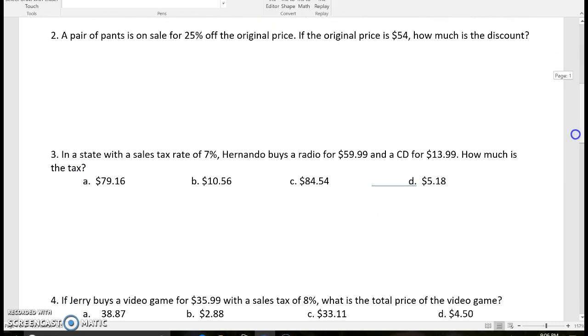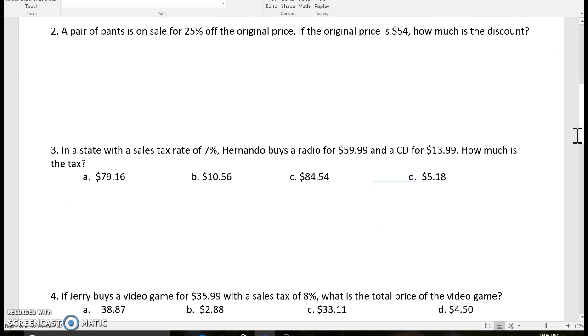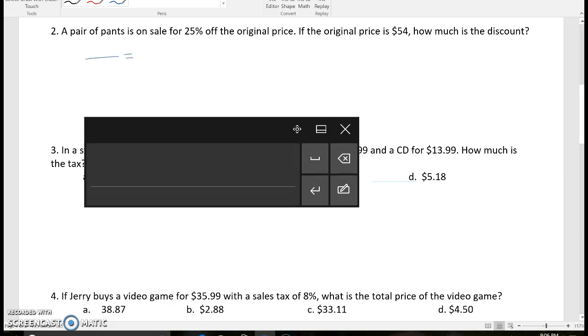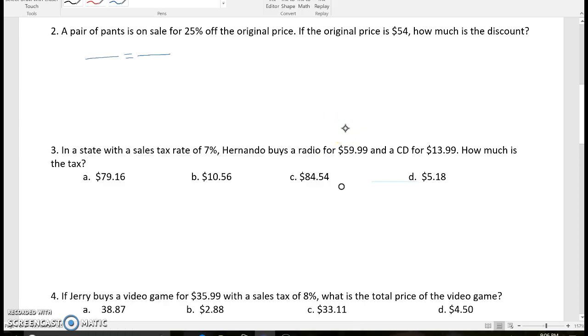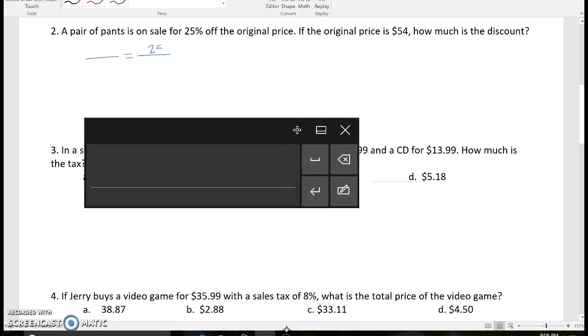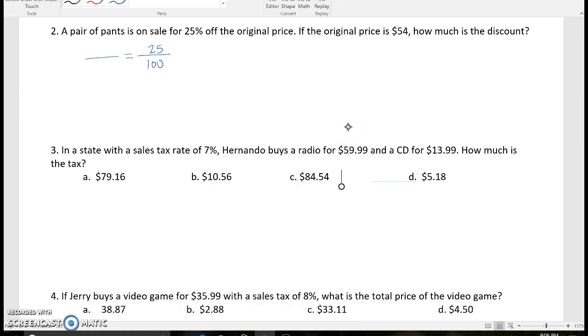So problem 2 says a pair of pants is on sale for 25% off of the original price. If the original price is $54, how much is the discount? Okay. So again, each time we see a percent problem, we're going to set up our proportion. So 25%, percent always goes on top over 100. So 25% off. The original price is $54. All right, how much is the discount?